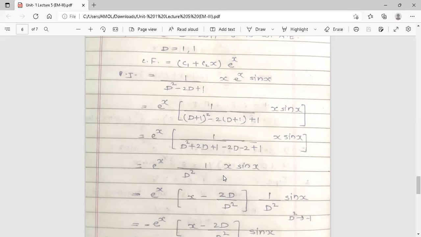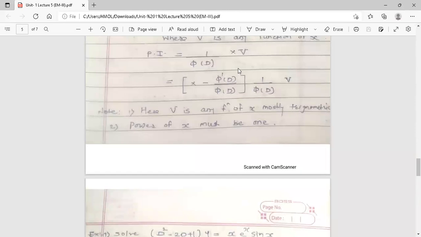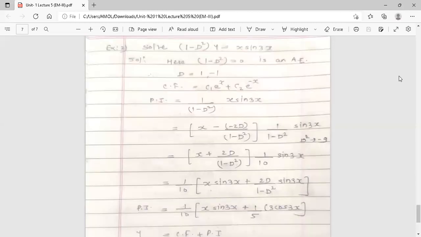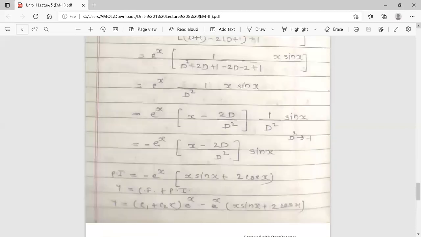X into sin x means it is now the case 6, x into v case. Now solve for x into v. So the formula here for x into v case is x minus phi dash of d upon phi of d, bracket complete, into 1 upon phi of d into v. So we are using this formula here because the case is x into v.